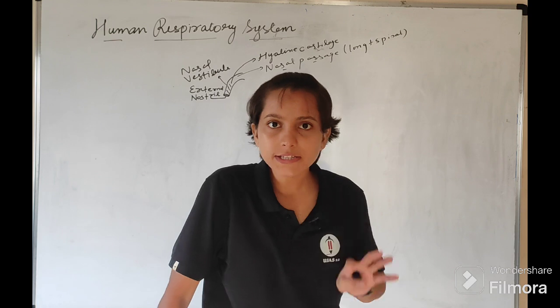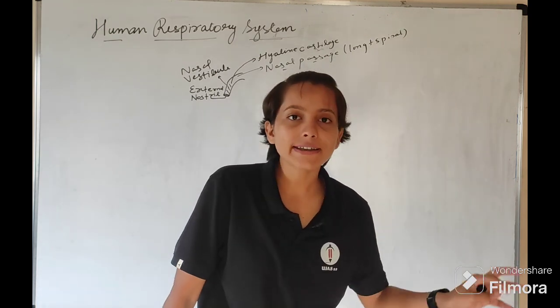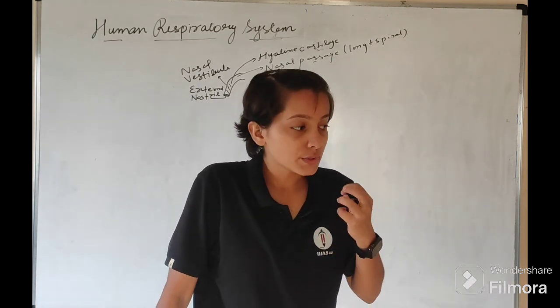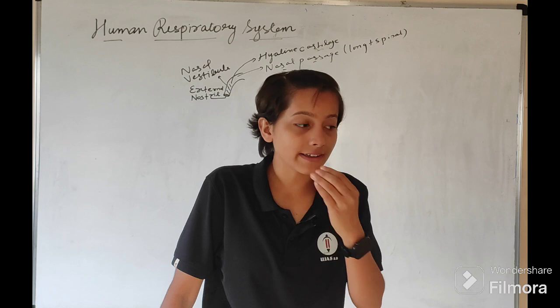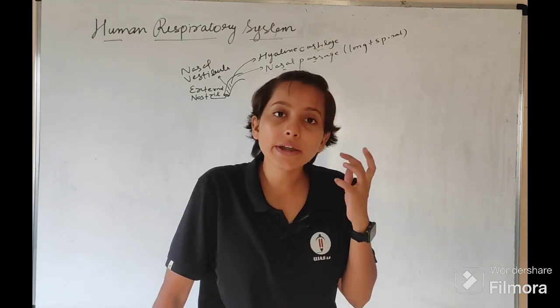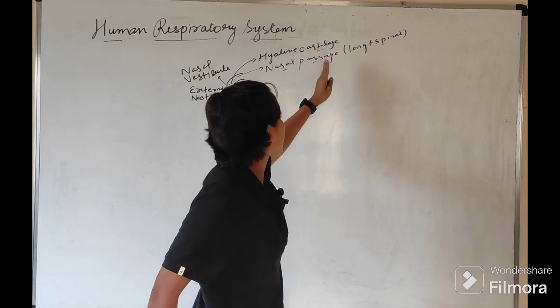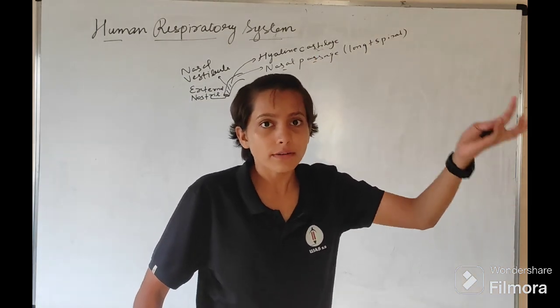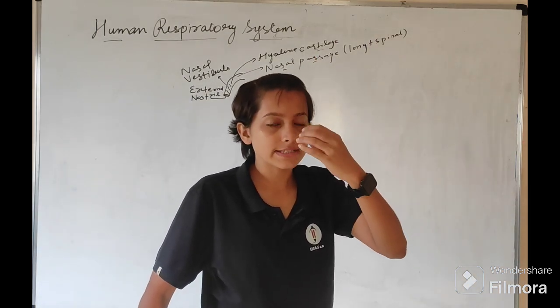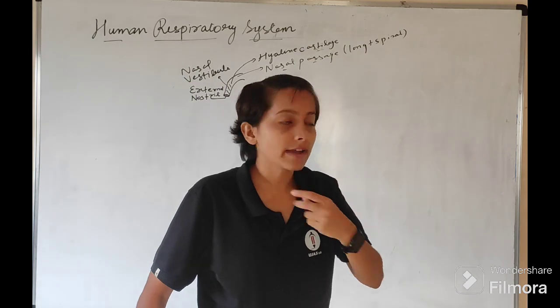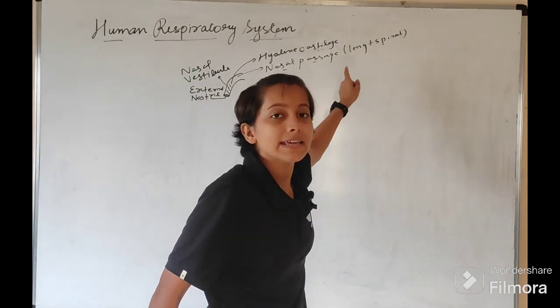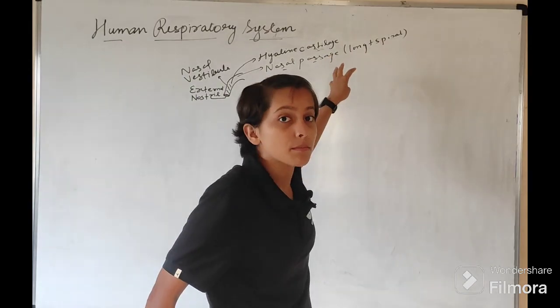The outside air present in our atmosphere has a temperature very different from our body temperature. So the air which is entering our respiratory tract has to be equal to our body temperature. If cold air were entering, it would definitely harm our respiratory system. So this long and spherical nasal passage, what does it do? By the time the air entering our nasal passage reaches our respiratory tract, the temperature of that air will become equivalent to that of our body temperature.